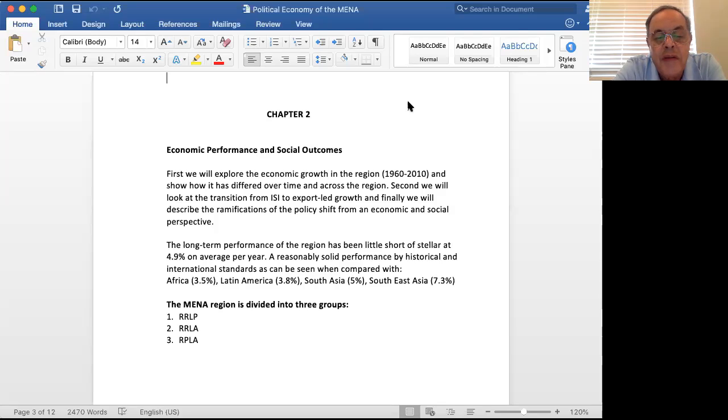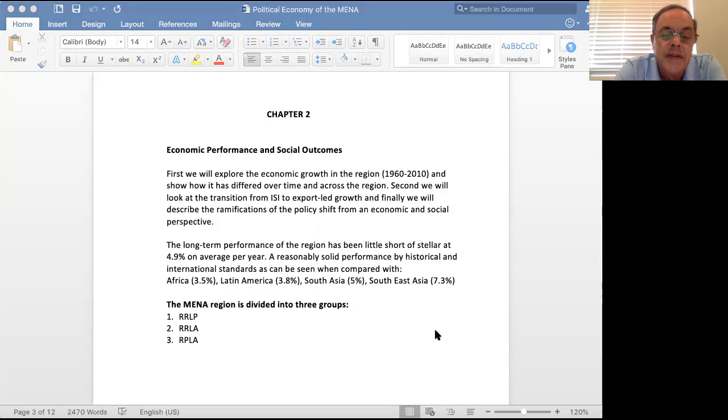countries altogether. Some of them are well endowed with labor, but very few resources. So we're going to call those the RPLA. Others are endowed with a lot of resources, but very little labor. And we're going to call those the resource-rich, labor-poor. And then, of course, we have those countries that are pretty much abundant in both resources and also labor.